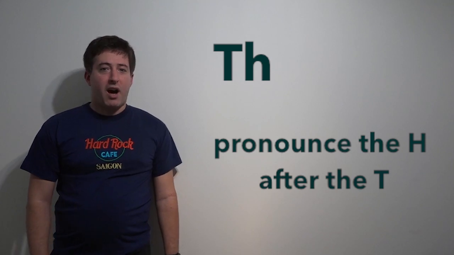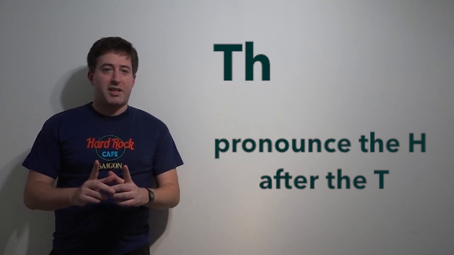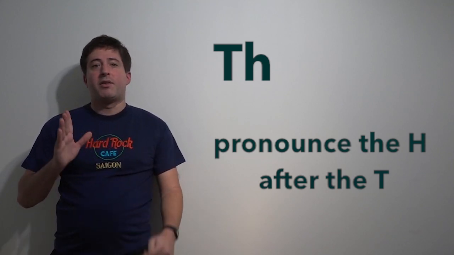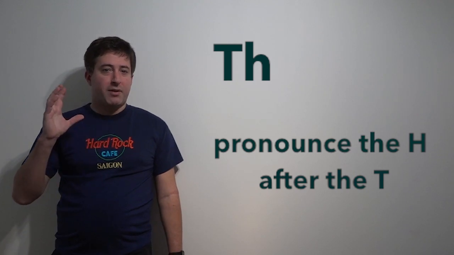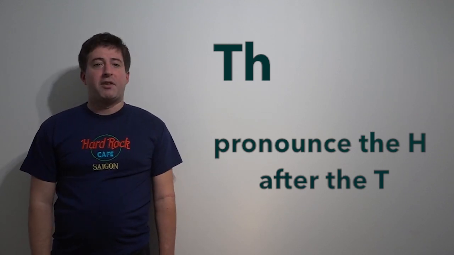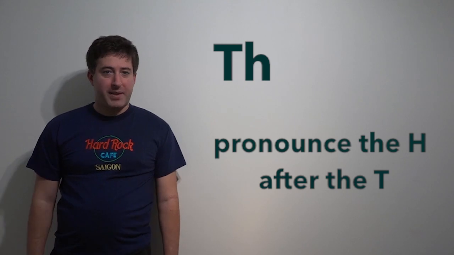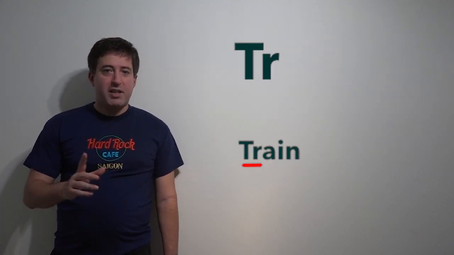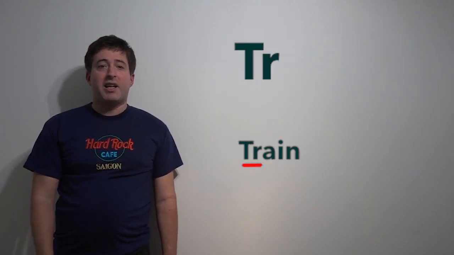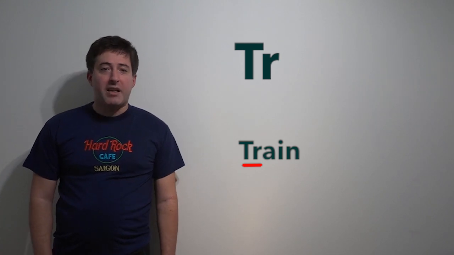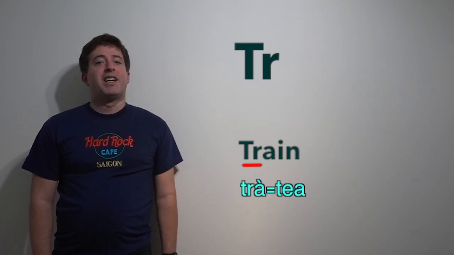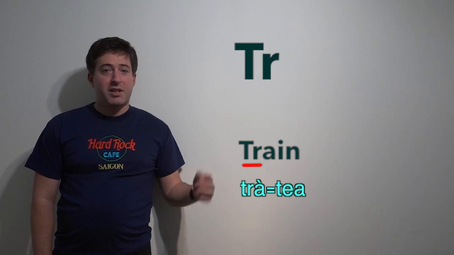Next letter is t, pronounced like a T. Next one is TH. So this one is not like in English. This one you put a T and you have to pronounce the H after. Next letter is TR. So it's a bit like the TR in English, train. An example with it would be trà, which means tea.